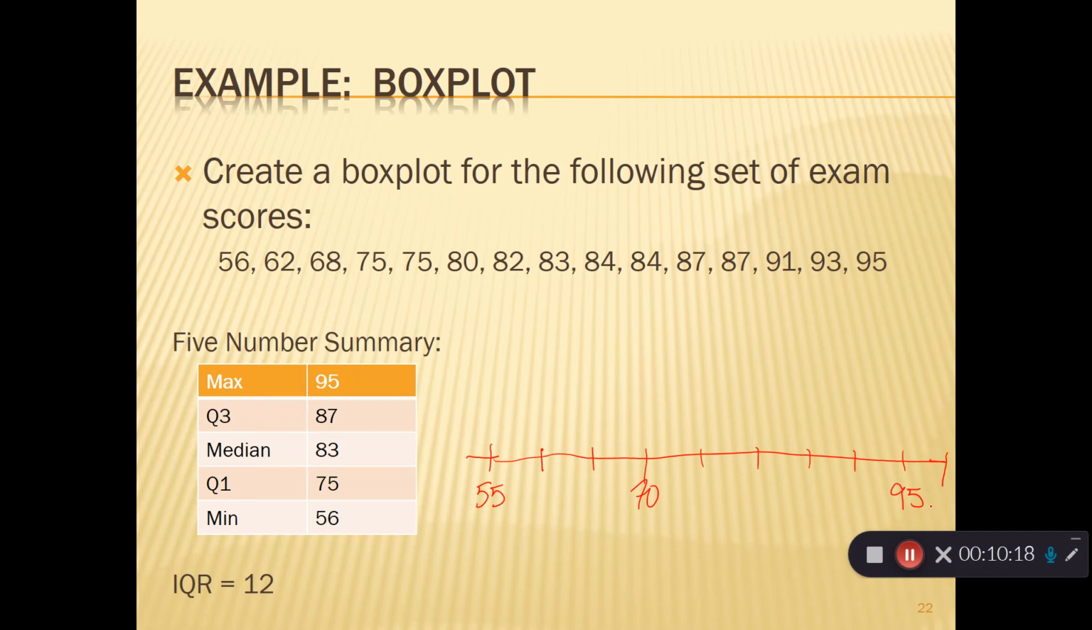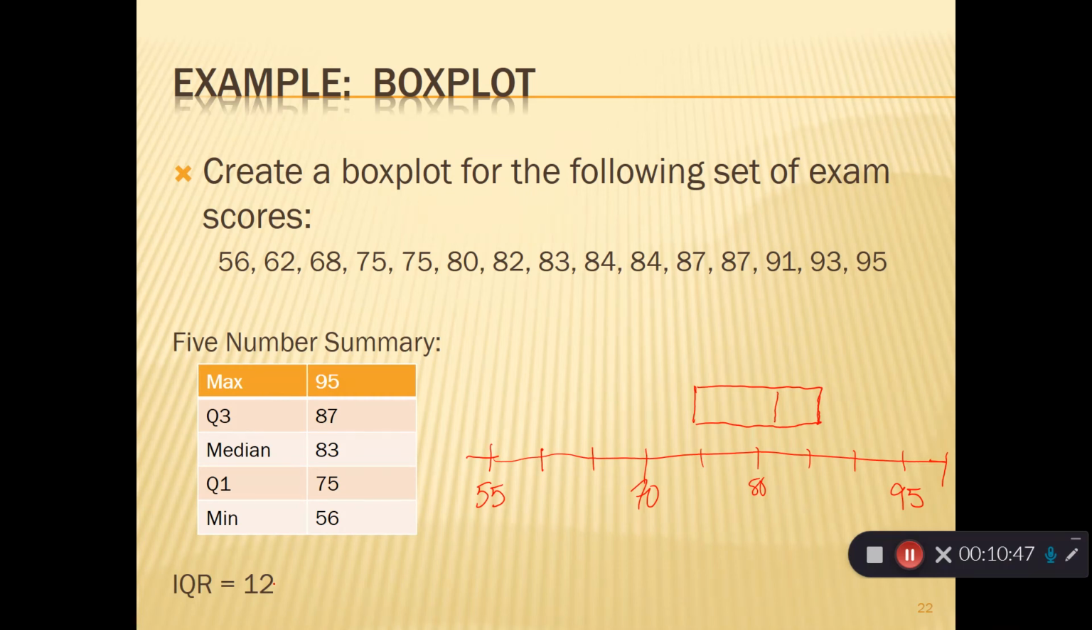Now, the median is at 83. So 75, this is 80. So 83 would be about in the middle there, so right there. And then I want Q1, which is at 75, that's right there. And Q3 at 87, well, that's 85, so 87 would be about there. And then draw my box around those guys.